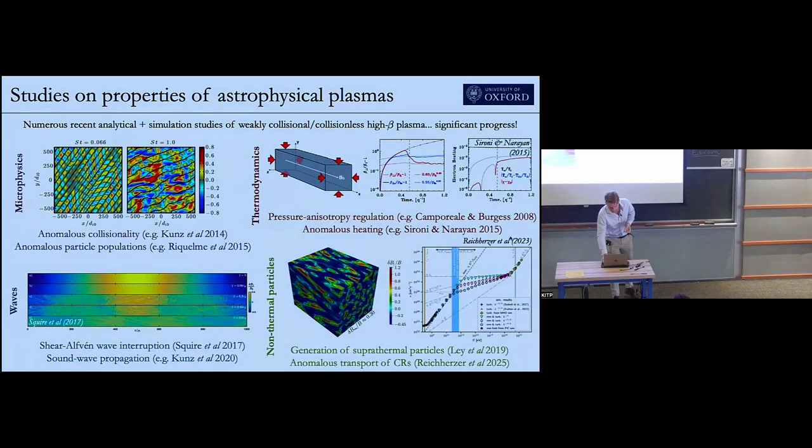And finally, there's very interesting work that's been done looking at the interrelationship in these plasmas with non-thermal particle populations. It's been shown that, for example, instabilities can actually generate superthermal particle populations. I just wanted to highlight some very recent work done by Patrick Reichert at the University of Oxford, where he showed that, in some circumstances, these microinstabilities can be the dominant process affecting cosmic ray transport.